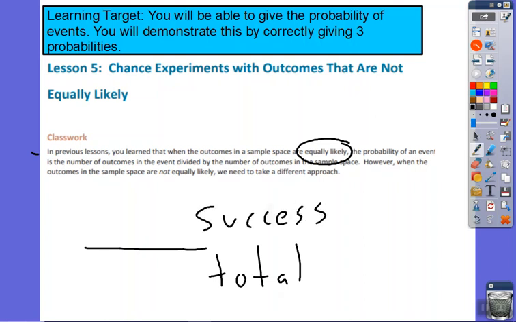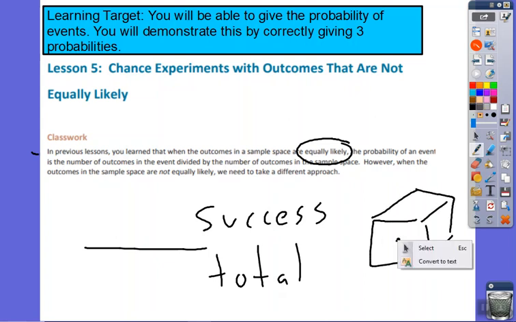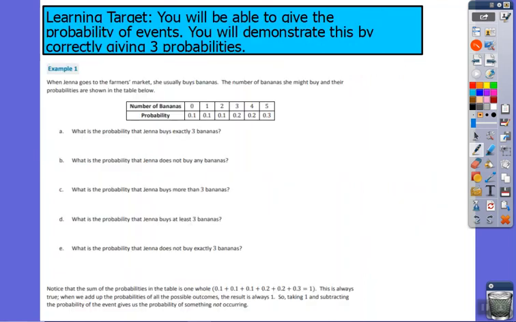So for example, if I'm talking about rolling a die and trying to get a specific number, let's say I want to get the 1, there is 1 out of the 6. Okay, so however, when the outcomes in the sample space are not equally likely, we need to take a different approach. Here's our first example.